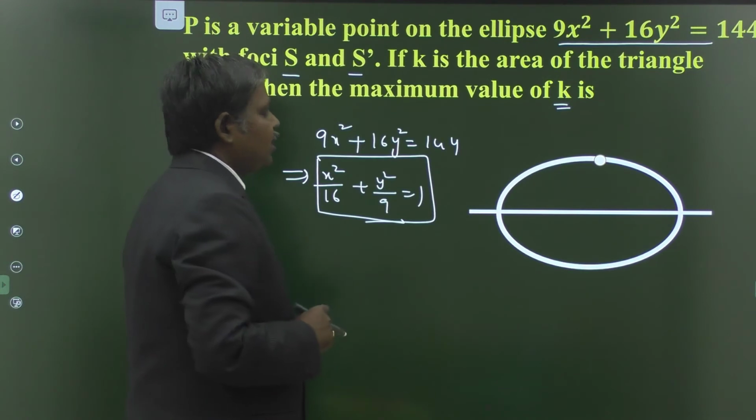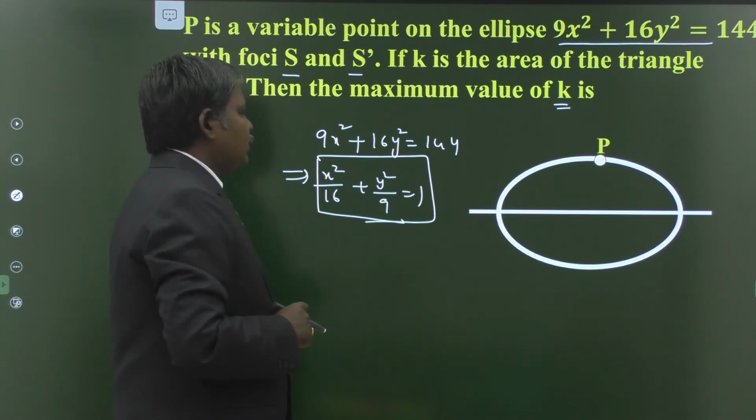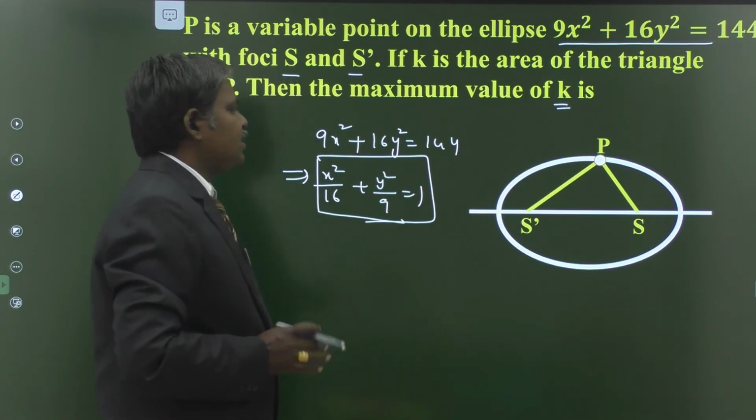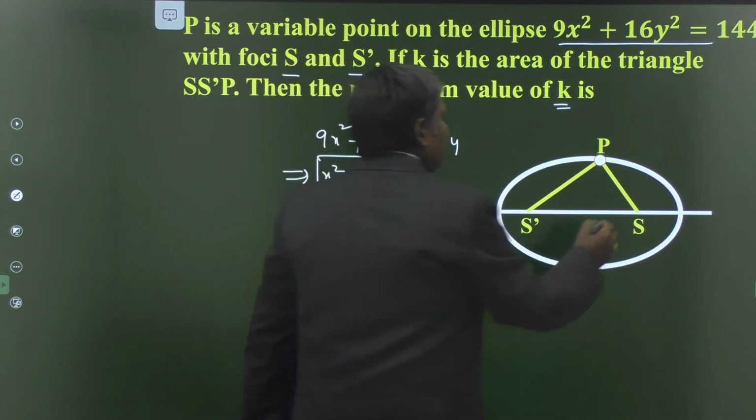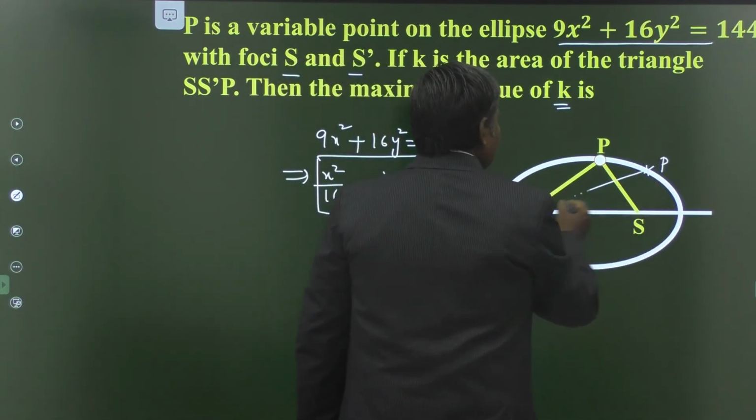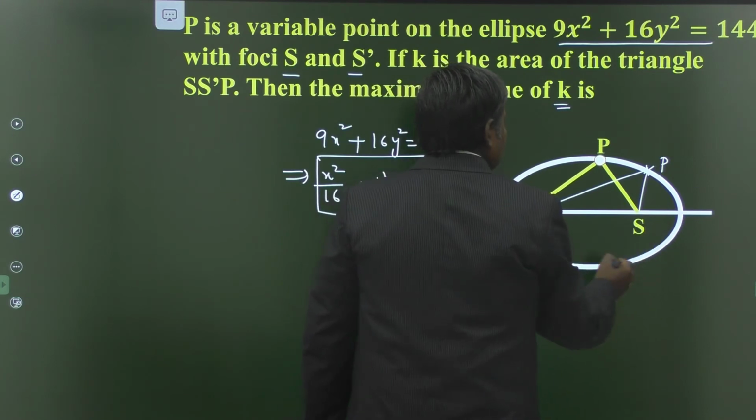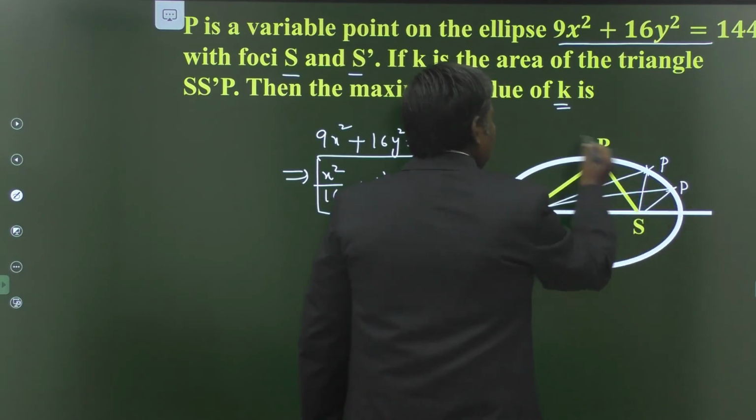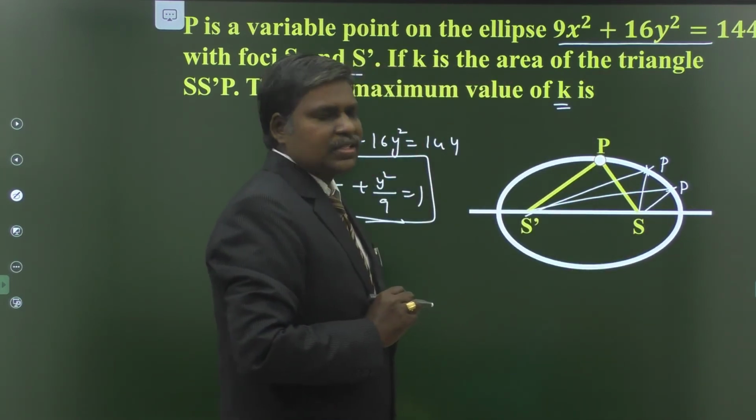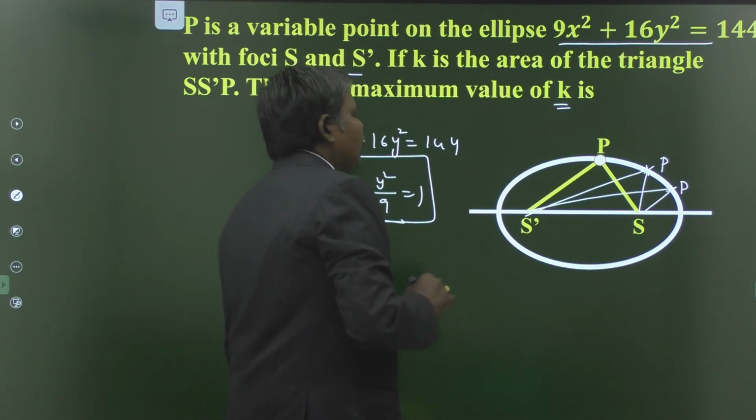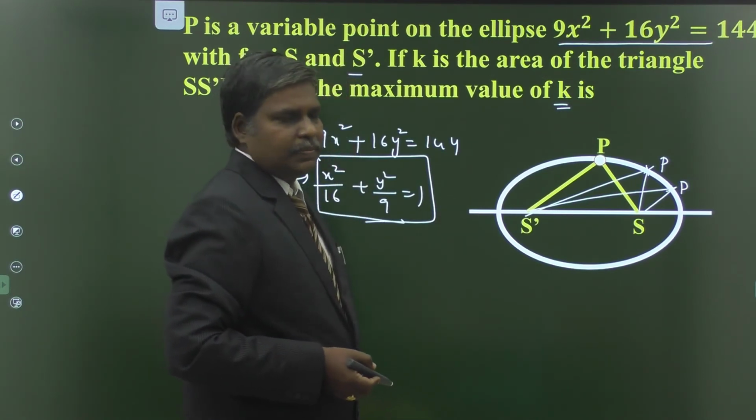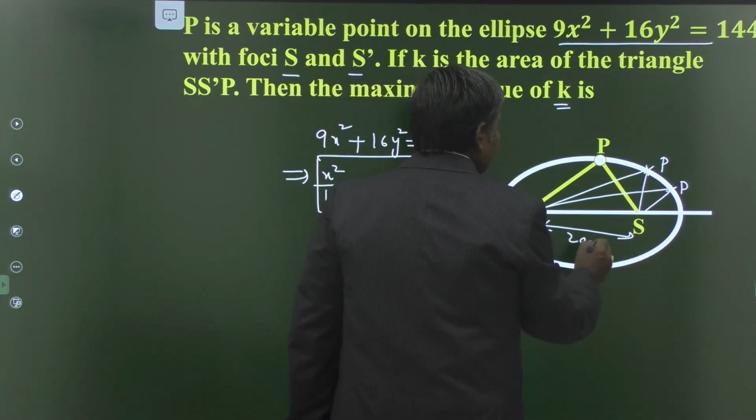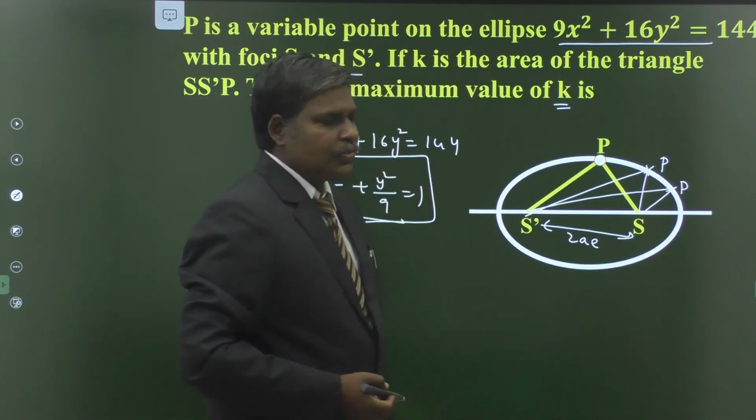Now, these are foci S and S dash, which form a triangle SPS dash. You may have P here also. Suppose it is P, this is your triangle. Suppose P may be here also. This is S dash P. P is moving on the circumference of the ellipse. We have to find the maximum area of the triangle. So this is fixed, my dears. The base of the triangle is fixed. The distance from S to S dash is always 2ae.